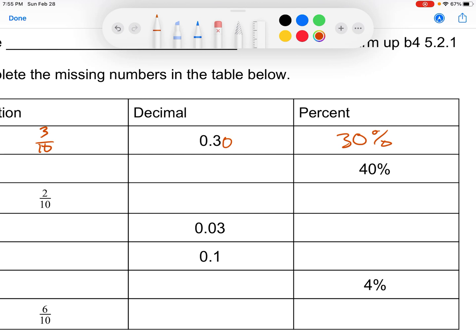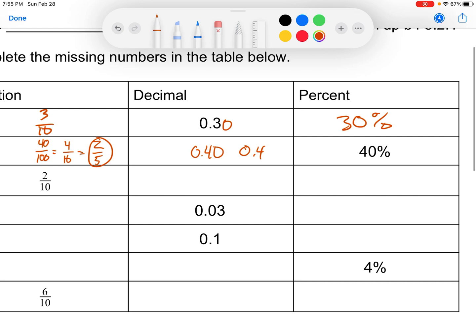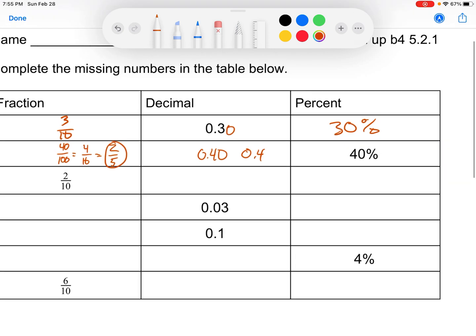The percent, if it's 40%, then that would be 0.40. The better choice would be 0.4, and a good answer would be 40 hundredths. A better answer is 4/10, but the best answer is 2/5, and that's the one I would really prefer here. If you have a fraction of 2/10, the decimal is 0.2, and that percent would be 20%.